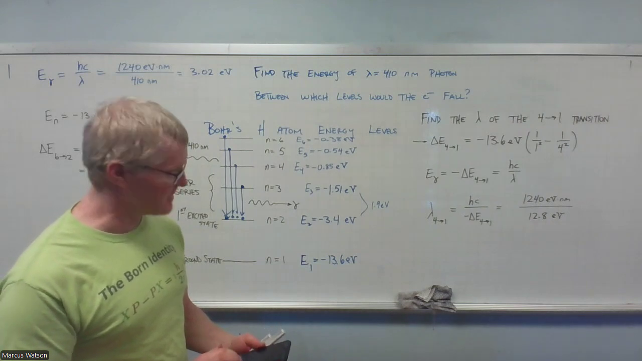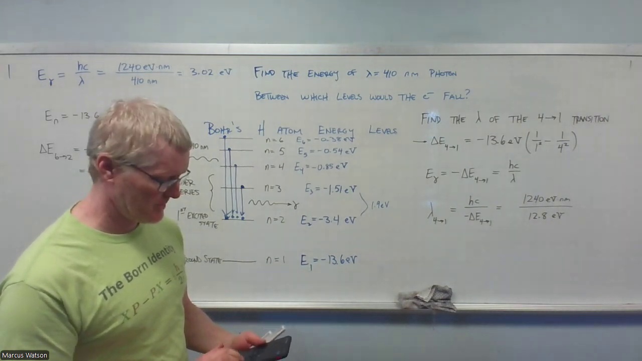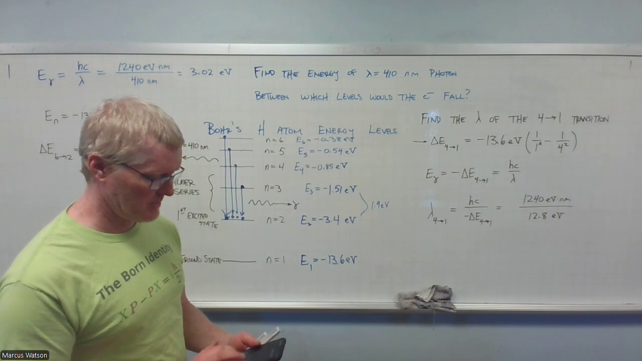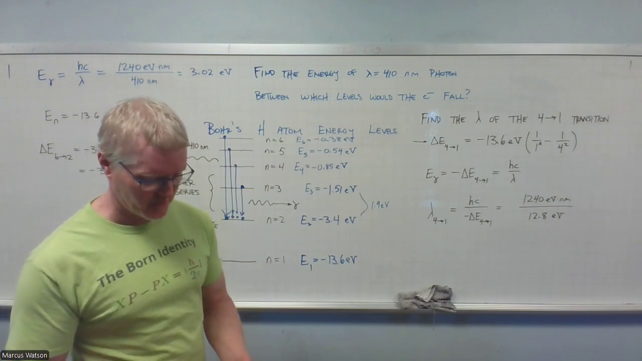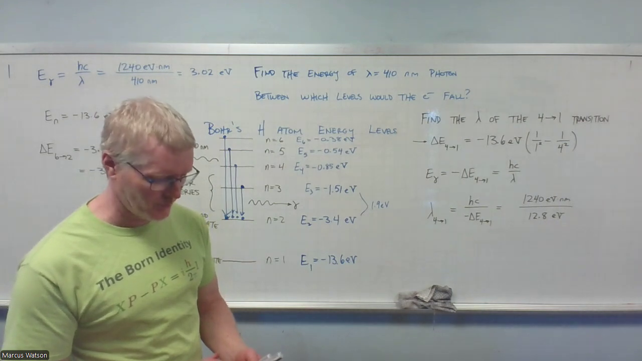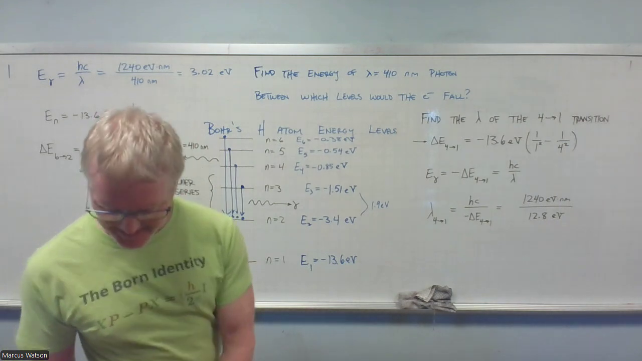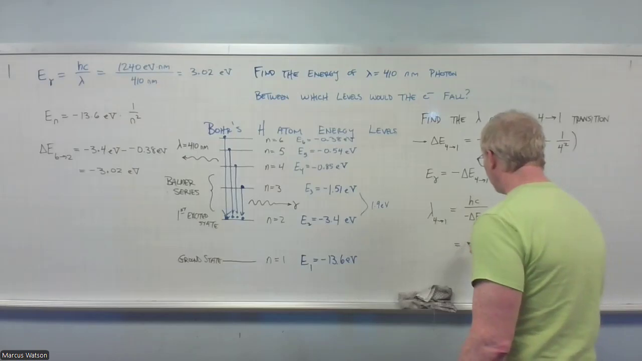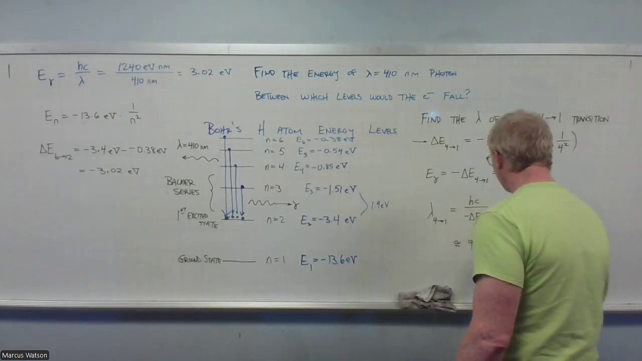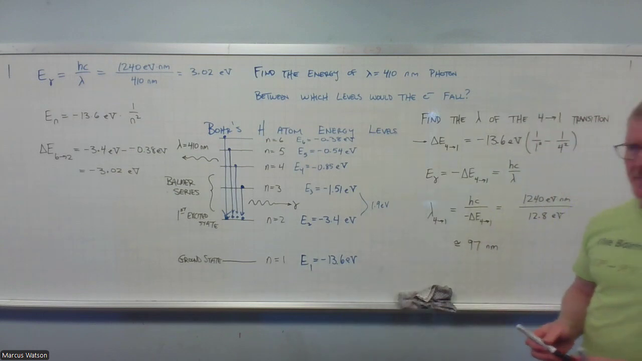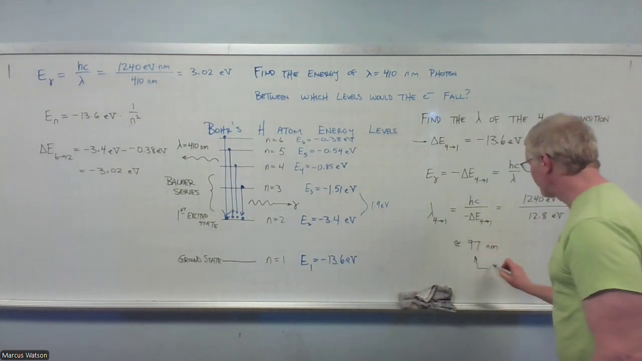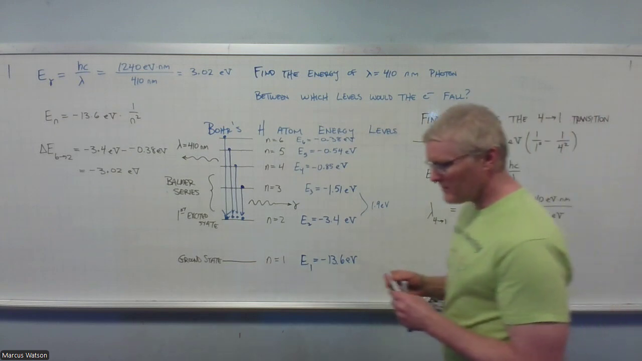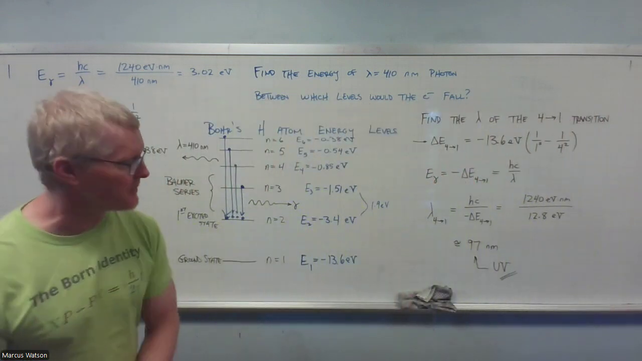So let's take a quick look. 1240 divided by 12.8 is 96.96, so let's say about 97. It's around 97 nanometers. All right, this is well into the UV.